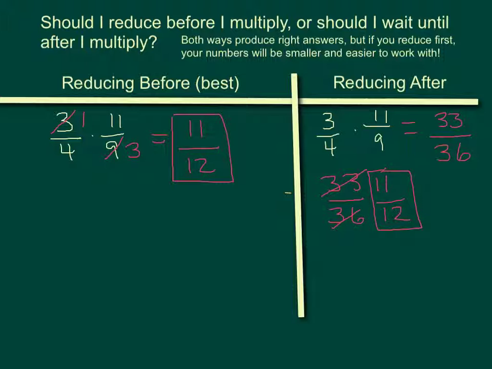Now, frankly, I have a little easier time reducing when my numbers are small, like they were over here. I liked the 3/9, and I could see that that reduced. When this got to be such a big number over here, it was harder for me to say, well, what could I basically divide 33 by and 36 by? It was not as obvious because the numbers are so big. So I usually prefer reducing before if I see a chance to.